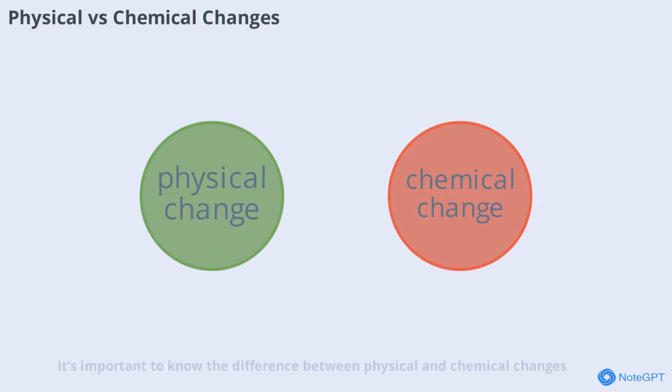It's important to know the difference between physical and chemical changes. When matter changes state, like ice melting or water boiling, it's a physical change because the substance itself doesn't change. But if you burn paper, it turns into ash and can't go back to paper. That's a chemical change. Understanding this difference helps us see which changes can be reversed and which cannot.